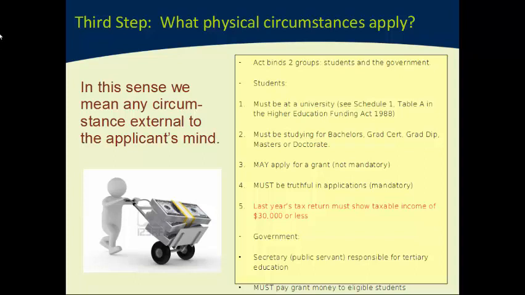So we're now really changing our provision a little bit, aren't we? Because we're saying students may apply for a grant, they must be truthful in the application, and then we're saying the secretary must pay the grant money to students whose tax return shows a taxable income of $30,000 or less. So we've now taken the group of students to whom this is going to apply, and we've narrowed it down even further in accordance with the instructions that we received at the very start.